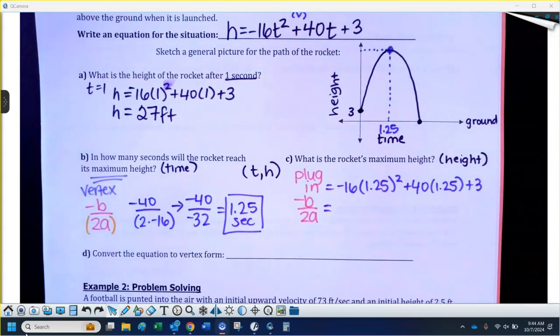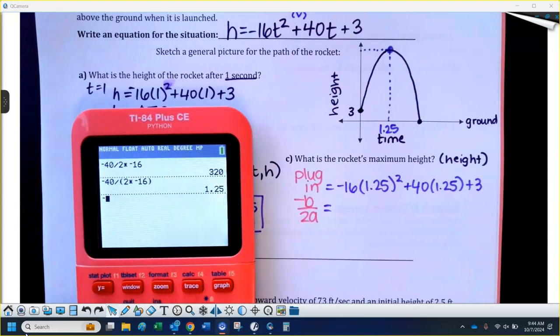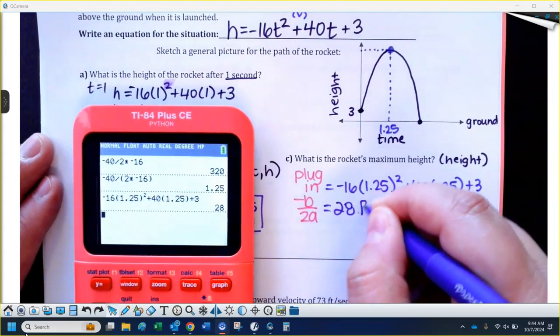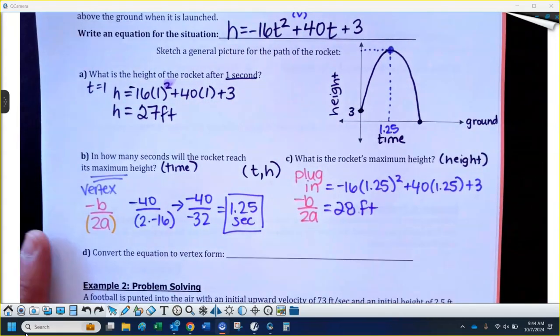And then again, I'm working with decimals here, so I'm just going to grab my calculator. Don't forget to square that first term. I don't know why people forget the squared on that. And this is going to be 28 feet.